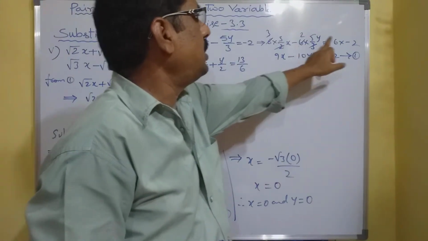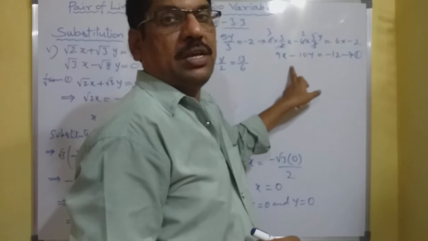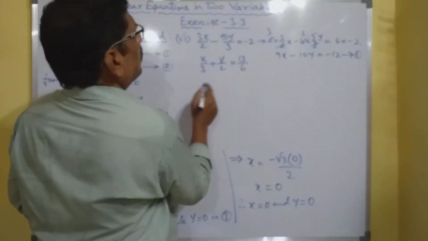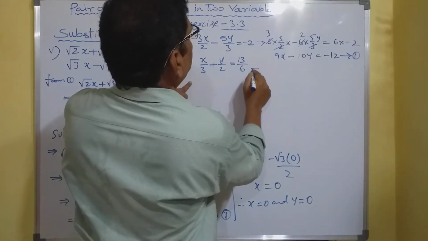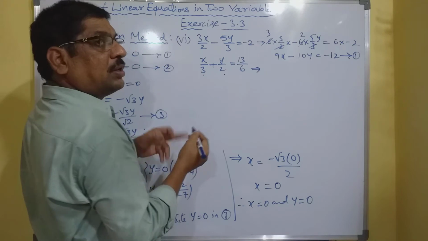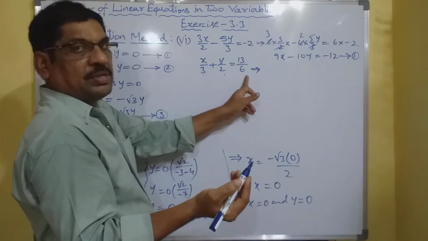6 into 5 by 3, 6 into minus 2. Then we get the equation like this. Let us take that as the first equation. Now for this one, let us also multiply this equation with 6. Why? Because here also the denominators are 3, 2 and 6. The LCM is 6 only.